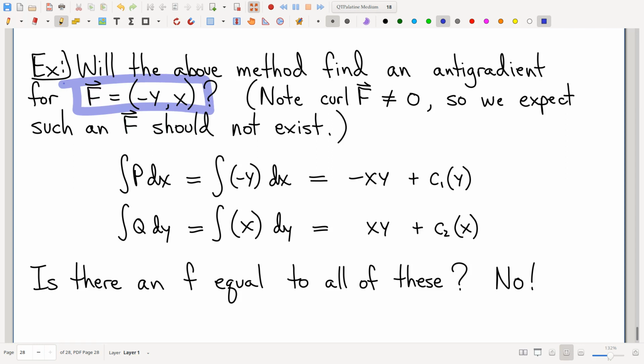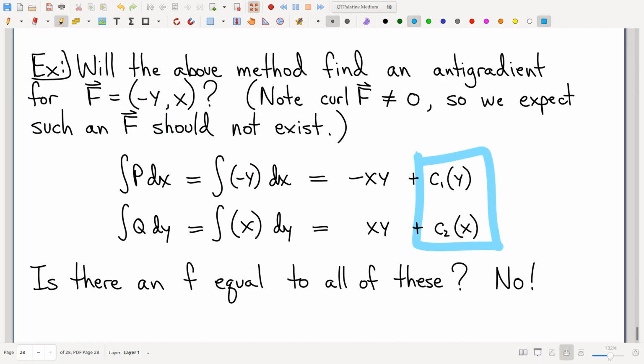So, all right, how does the game lose in such a case? And okay, well, let's play the game. First coordinate, x antipartial. Second coordinate, y antipartial. Don't forget your integration constants, right? Your partial constants.